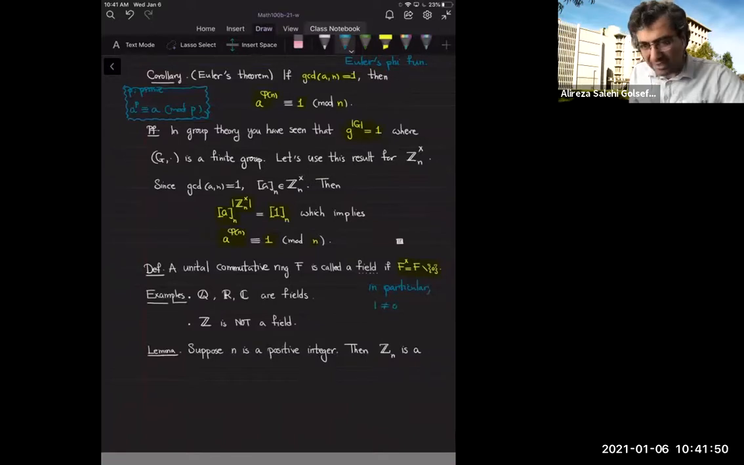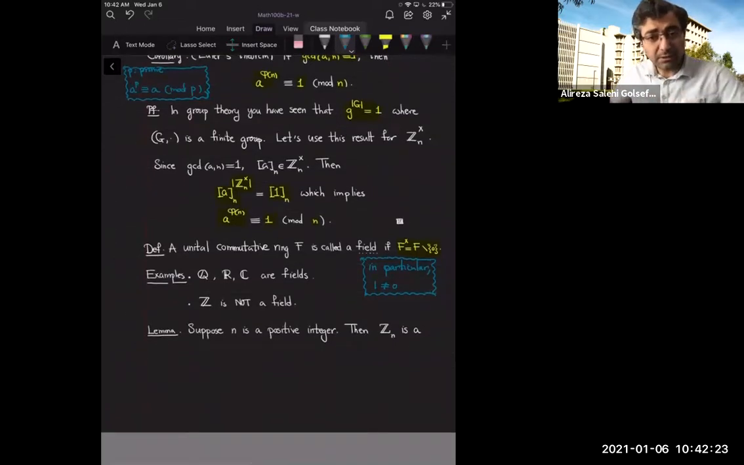So this means F cannot have a single element. F should have at least 2 elements. This is a subtle hidden condition in this definition. So the set of units should be precisely F minus 0. In that case, if F is unital commutative, we call it a field. And rational numbers, real numbers, complex numbers are examples, and integers is a non-example. Integers is not a field.